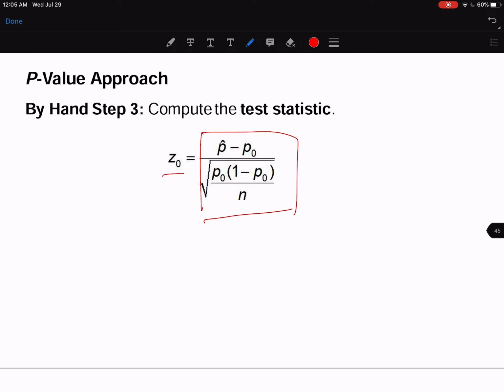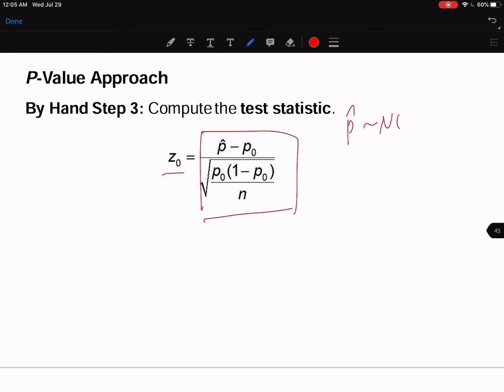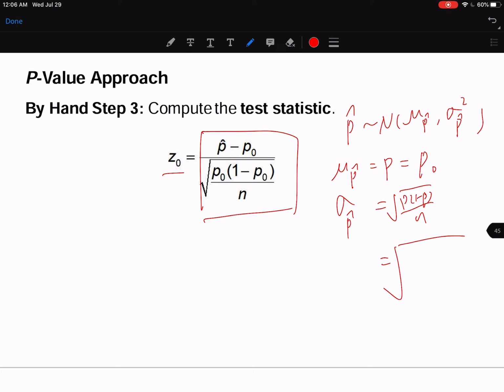Because we know that p hat is a normal distribution with mu sub p hat and sigma p hat squared, right? So we got mu sub p hat is equal to the population proportion, which is p sub 0 given the problem, and sigma p hat would be equal to the square root of p times 1 minus p over n, and we know that p is equal to the p sub 0 given the problem, so it would be p sub 0 times 1 minus p sub 0 over n.